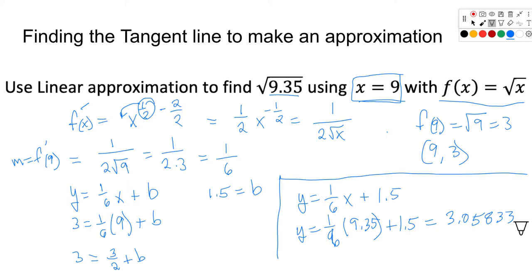We can actually do the square root of 9.35. And when I did that, I get 3.057. So calculating the square root of 9.35, we get 3.05777. Okay, so if we went to the hundredths place, we're right on. We'd round both of those to 3.06, and we're good.